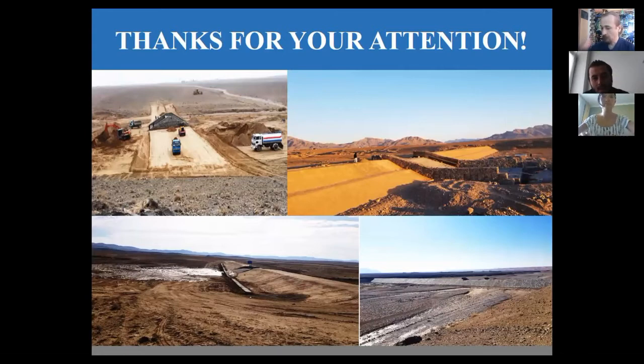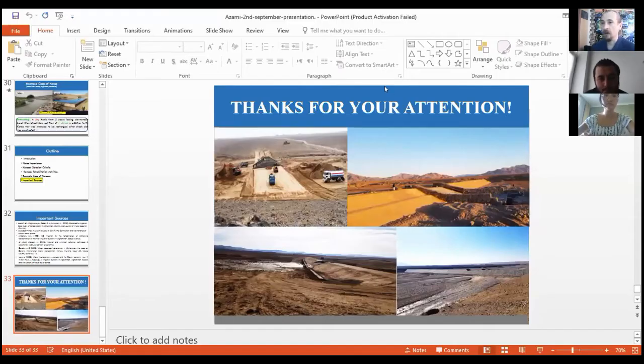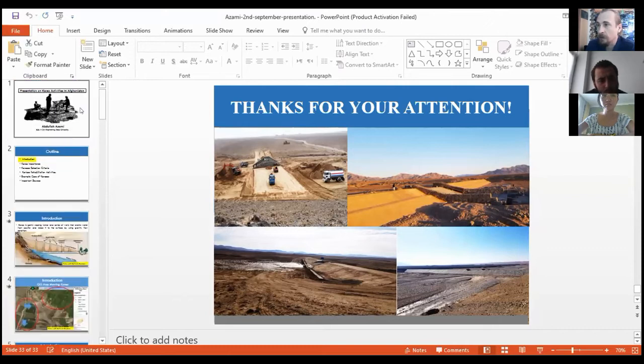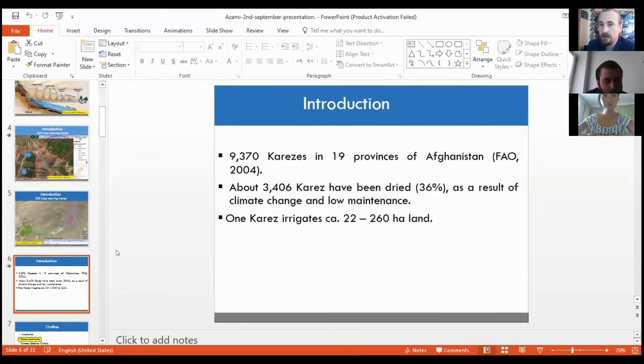Thank you, Abdullah. It was the actual situation and mainly the distribution of water from Kariz. But you say that 36% are dry. Can you say where these dry Kariz are located? In which region? In all Afghanistan, if you consider that we have 5 sub-basins, 5 basins in Afghanistan, it was generally in the 5 sub-basins that about 3,406 Kariz have dried.